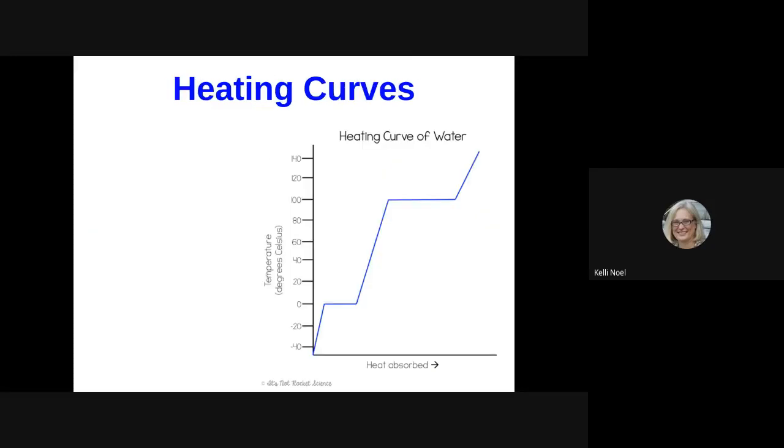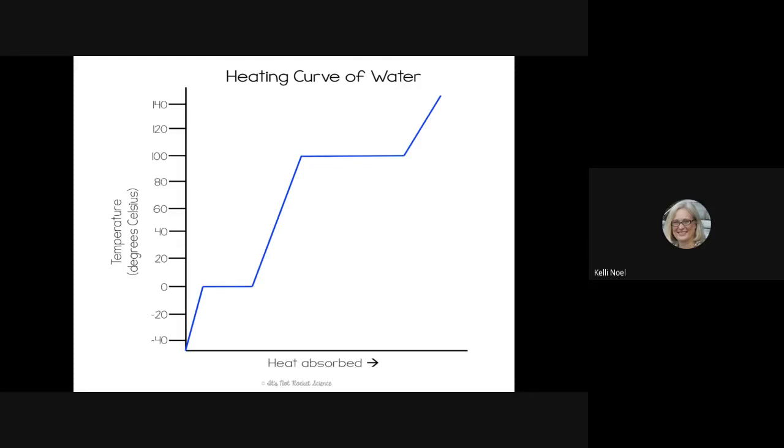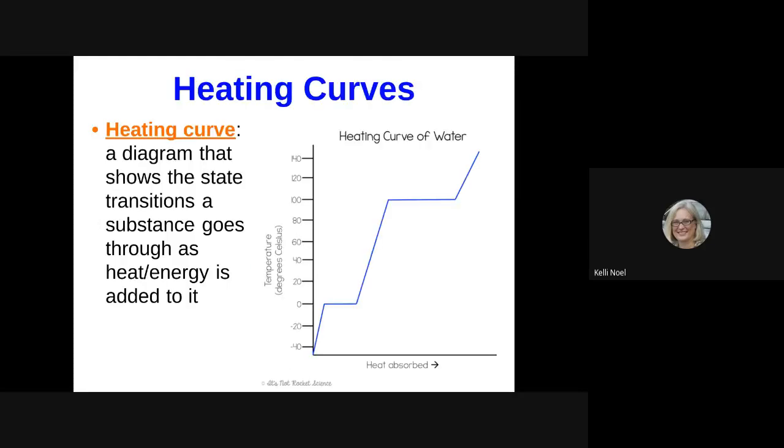All right, a heating curve. You've got to be familiar with this. This is showing state transitions. It's showing where a substance is going through heat or energy changes and how it's added. If you notice, going up the y-axis is temperature. So as you go up, more energy is increased. And on the x-axis, it's just saying heat is being absorbed. Did everybody get that filled in? I went too fast, sorry. Everybody get the blanks filled in at the top?